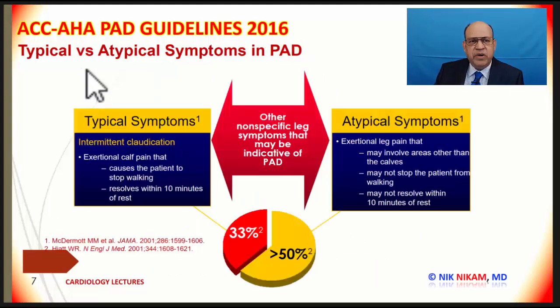Typical versus atypical symptoms in patients with peripheral arterial disease. Patients with peripheral arterial disease usually present with the so-called classical symptom of intermittent claudication. That is, when they walk, they get cramps in their calf muscles. When they stop, the cramps go away. And this is directly related to reduced circulation in the extremities, which is not able to keep up with the metabolic demands.